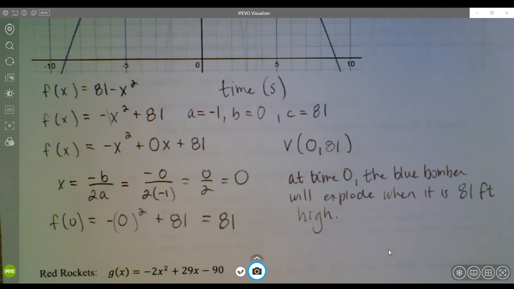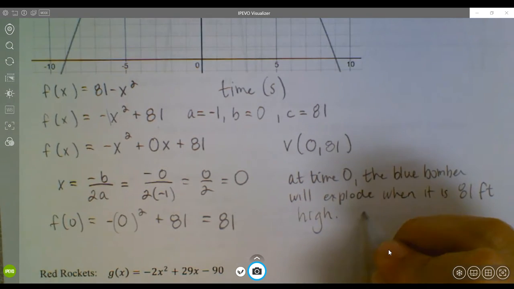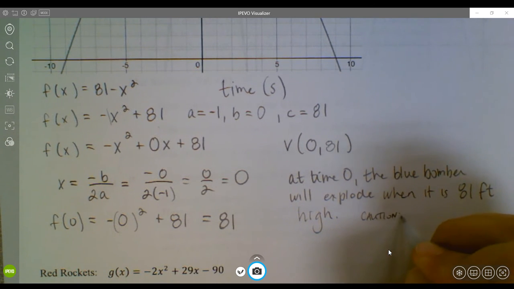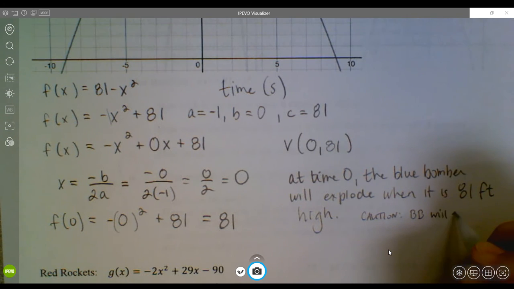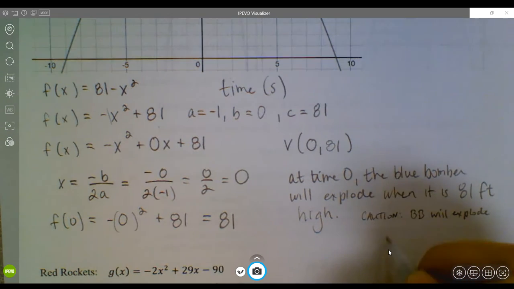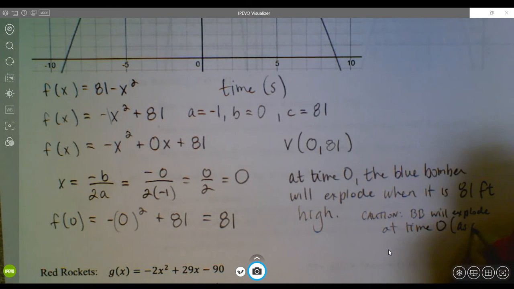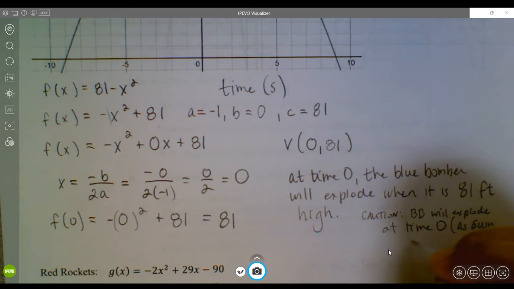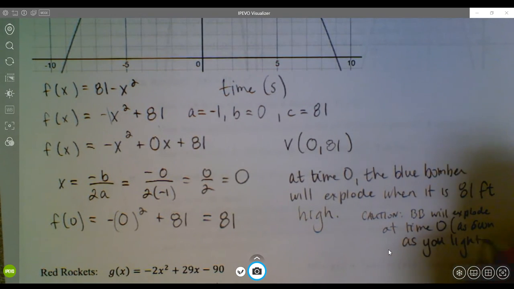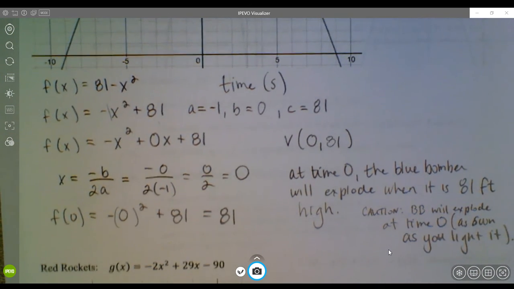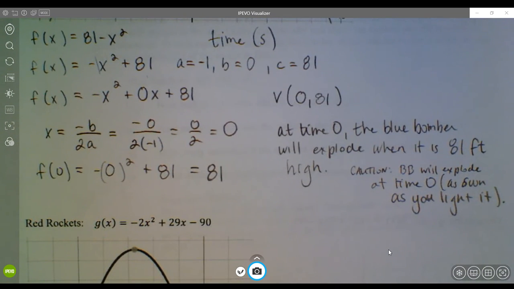Okay. I should say, this one should have a caution. The blue bomber will explode at time 0. In other words, as soon as you light it and launch it. So, those are the people that don't mind having their fingers blown off. Okay, so there we are.